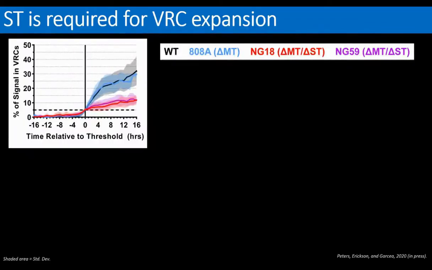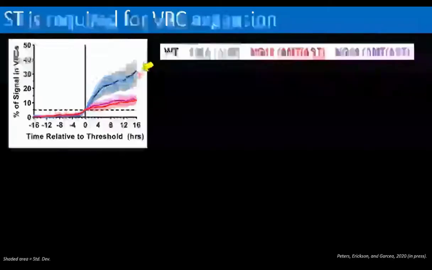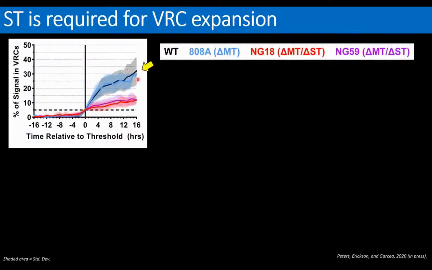I quantified these data in the same way I showed you earlier, by quantifying the percent of signal in VRCs over time. I found that wild-type and 808A were very similar on average, but NG18 was significantly different. Another mutant, NG59, shown in violet, was similar to NG18, and it also only expresses large T antigen.